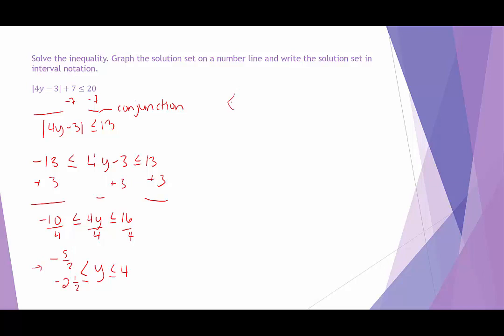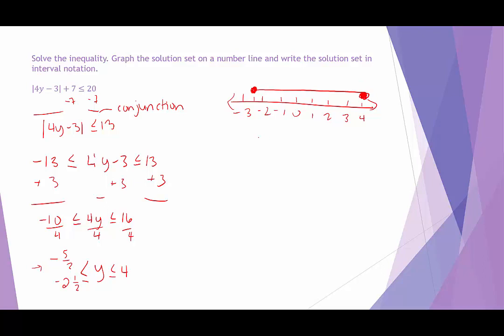On a graph, I'm going to have -3, -2, -1, 0, 1, 2, 3, and 4. -2.5 is exactly halfway between -2 and -3. So I'll put my closed circle since it is included. And then 4 is right here, closed circle here. We connect them with a nice straight line segment, no arrows here for the conjunctions.